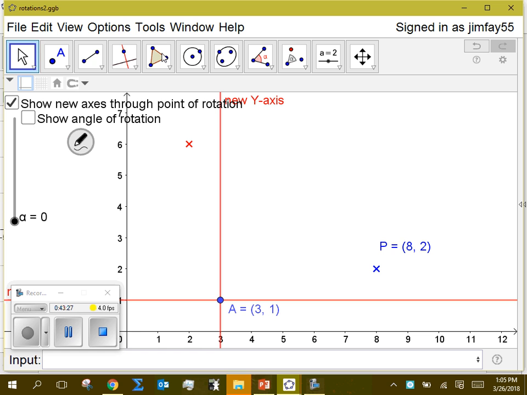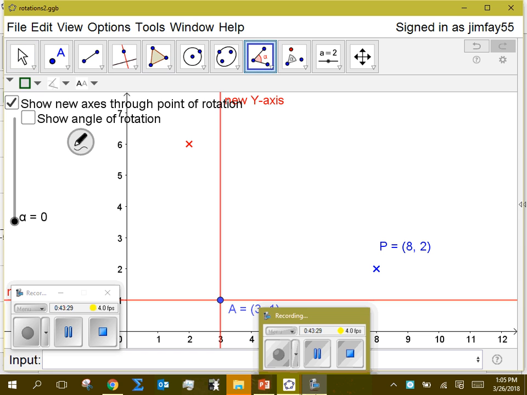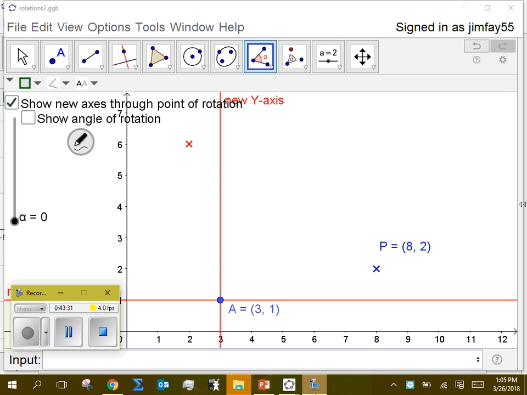Hopefully that helps, makes a little bit of sense to us. We'll continue working on this next couple days.